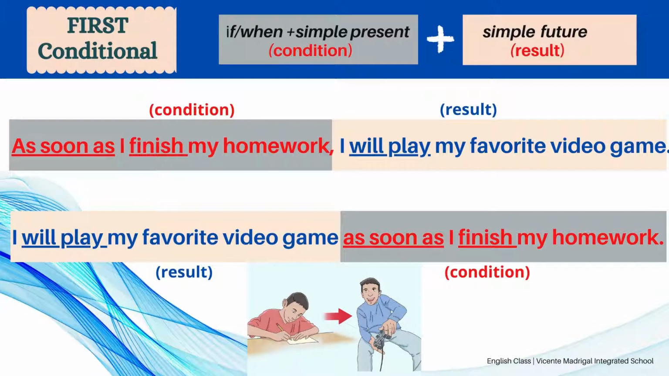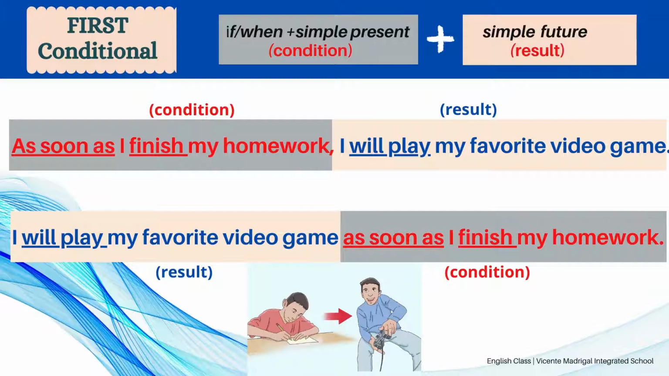We have two parts here. First part is as soon as I finish my homework, which is the condition. It uses the signal word as soon as in the clause, and we use the simple present verb finish. The second part is I will play my favorite video game, which is the result. We use the simple future verb will play to express possibility of happening in the future.